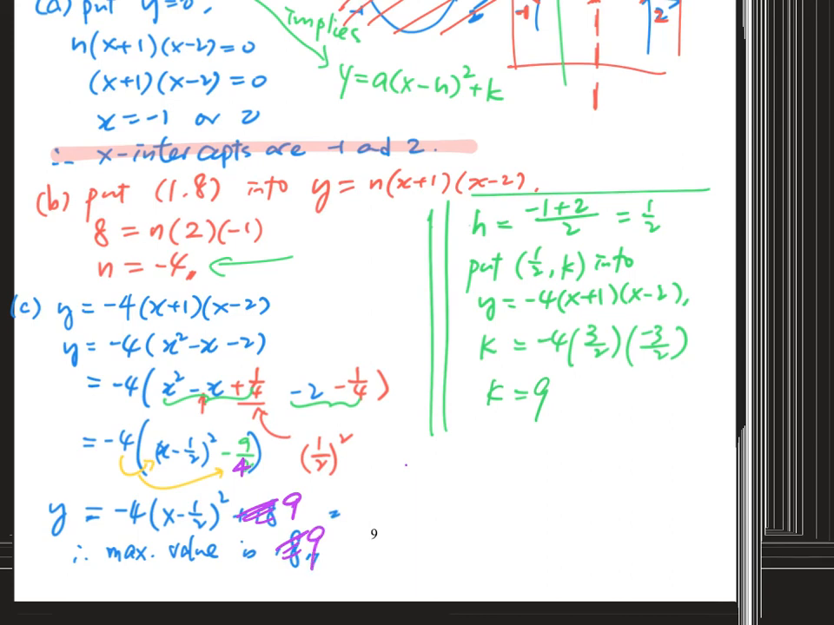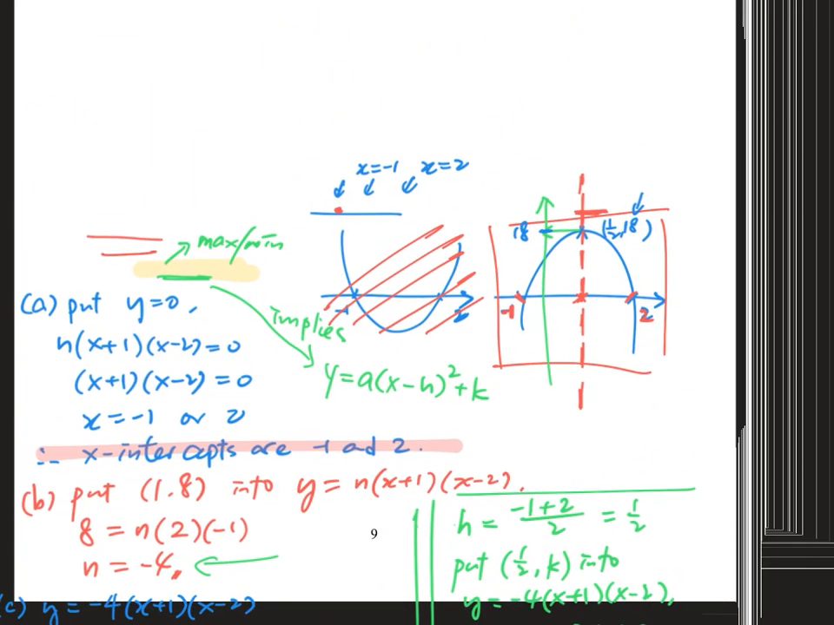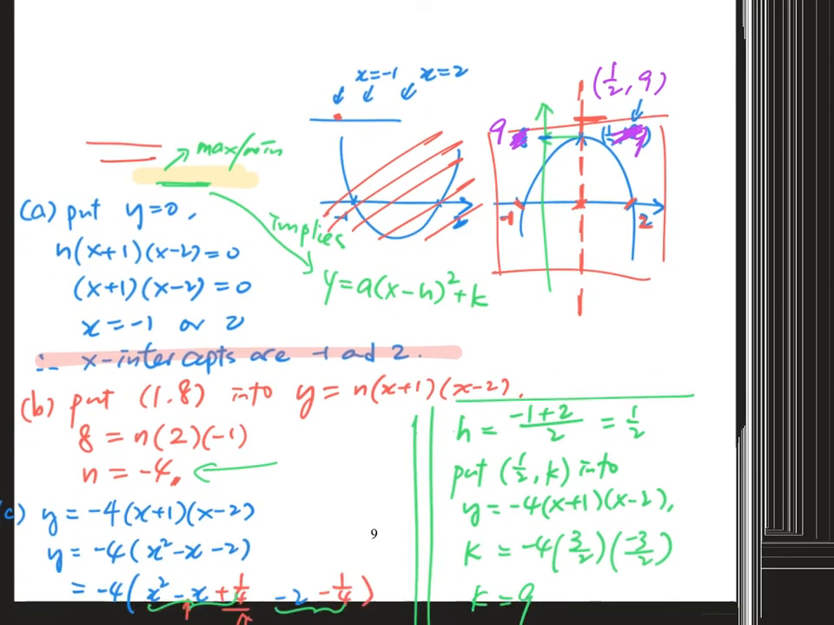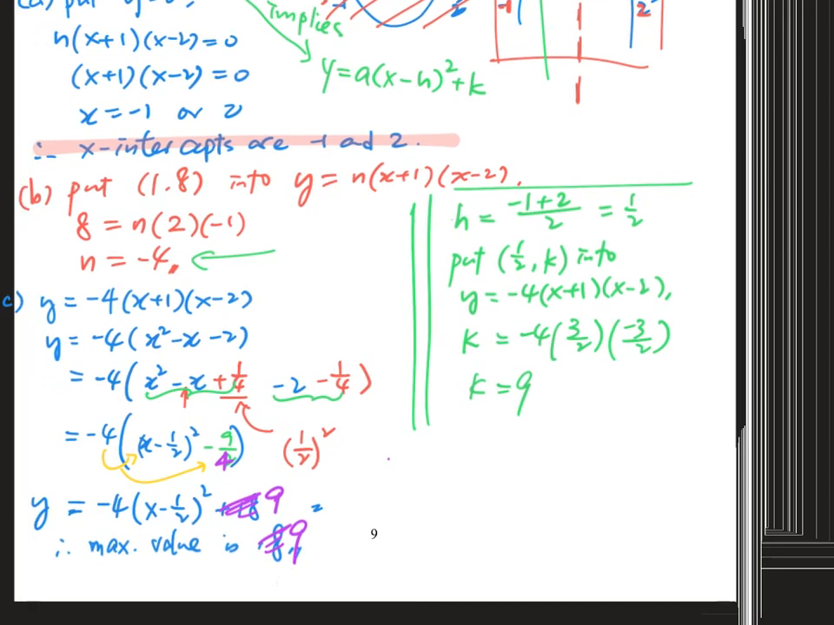So don't forget to amend the answer in the diagram. It should be 9 here. Okay, I'll rewrite it, 1 over 2 and 9 for the vertex. So the maximum value is 9. And then, okay, this one is correct. By the way, the maximum value of the function is 9, which means the value of k. Thank you for helping me to amend it.